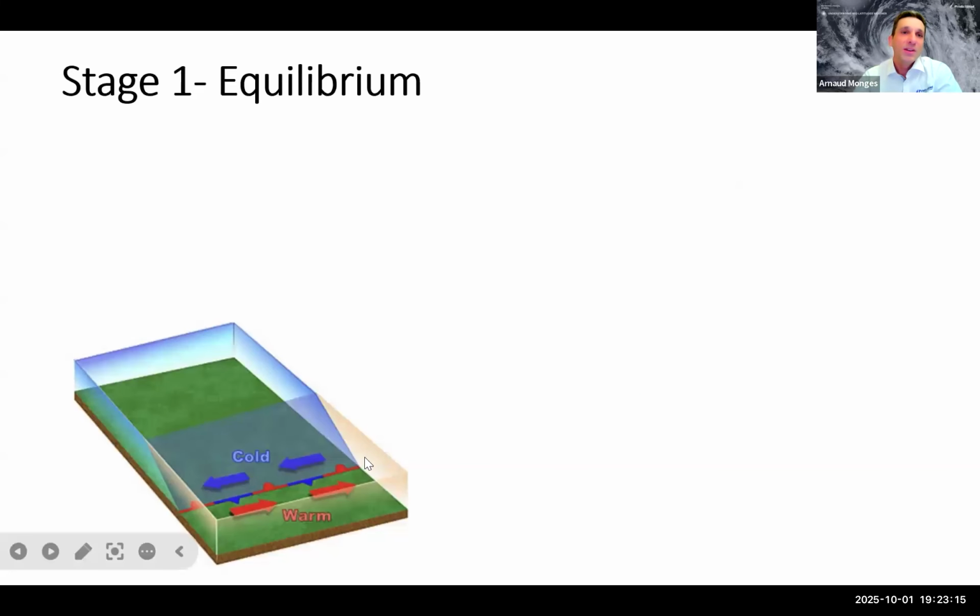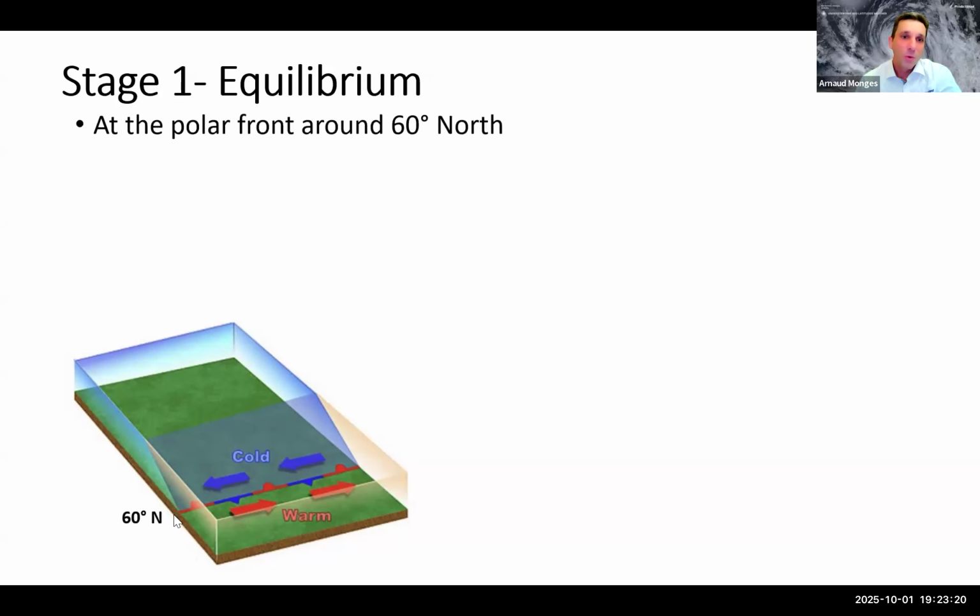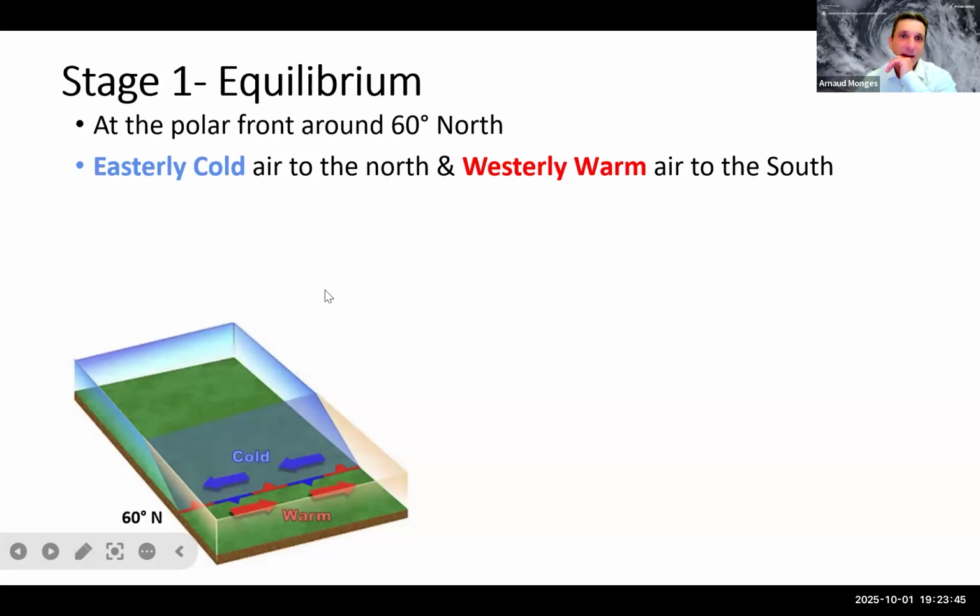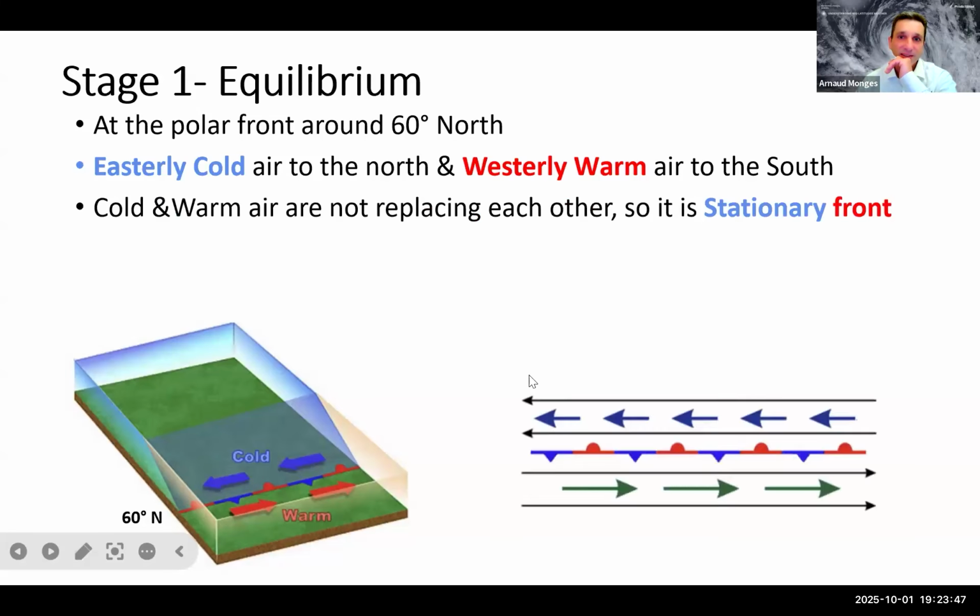So let's go into stage 1, which is called equilibrium. So we are at the polar front, 60 degrees north, and we have what we discussed before, a cold easterly to the north and a warm westerly to the south. And because those two air masses are in equilibrium, they are not interacting with each other, we can use the stationary front. I have represented this in this format, okay?